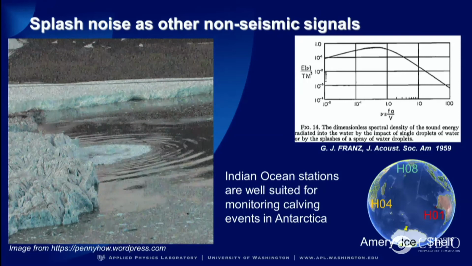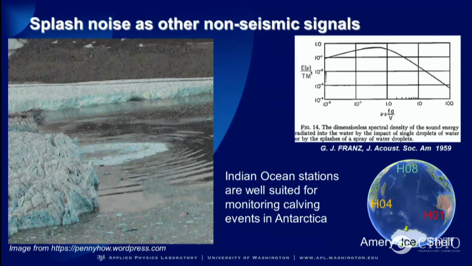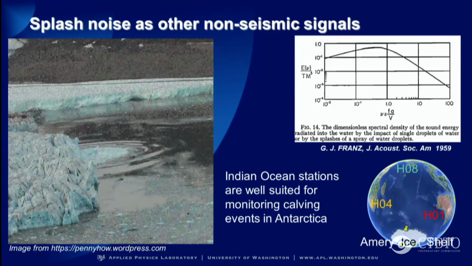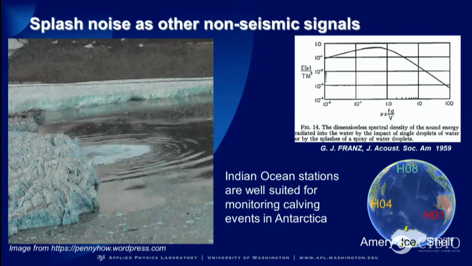So when we have a calving event, some ice falling in the water, we can actually look at some of the parameters of how fast it was going and how much kinetic energy it had and what its dimensions were and estimate what the spectrum would be. And here is just a non-dimensional curve put together by dropping metal balls in water. But if you make it non-dimensional, you can scale this up.